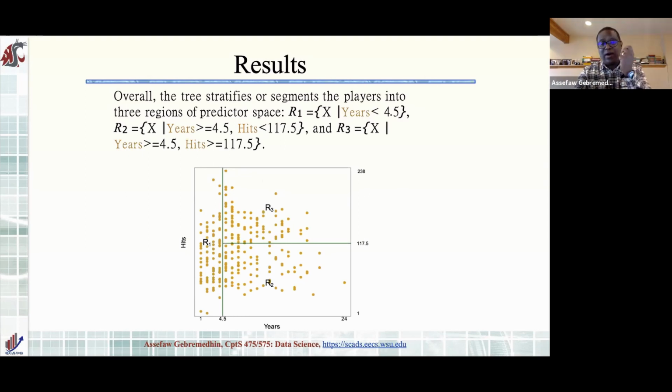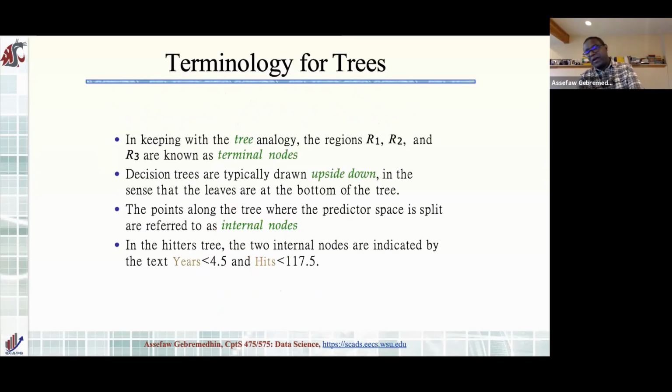There are two predictors we have used here. One is years, and the other is hits. And we are looking at each one of these regions by stating the condition more mathematically. That's what you see for R1, that's what you see for R2 and R3. And so this itself has done a good job. And we are going to build up on things where decisions of this sort are made with the help of trees. So let's get some terminologies out of the way for now.